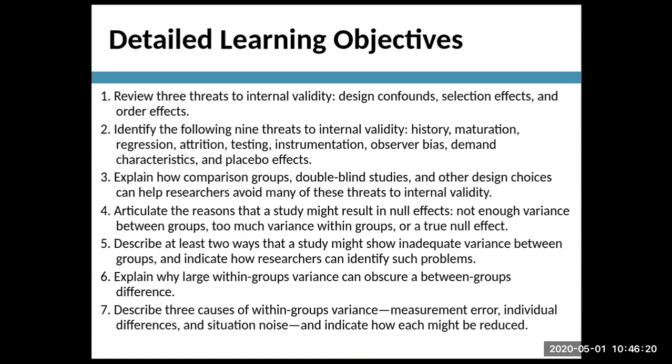I will describe at least 2 ways a study might show inadequate variance between groups and indicate how researchers can identify these problems. I will also explain why large within-group variance can obscure the between-group differences. And finally, we'll talk about 3 causes of within-group variance: measurement error, individual differences, and situation noise. And I will talk about how each of those may be reduced.